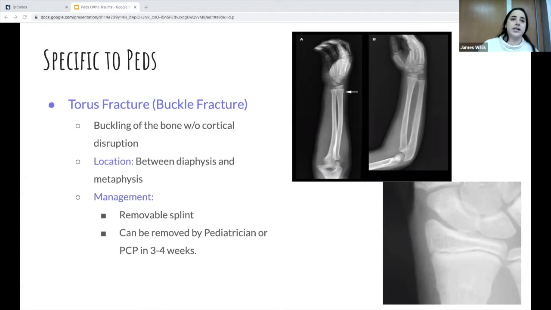So even if you don't see the fracture, you need to splint the patient. You can do Orthoglass, and you can also do Velcro and removable casts, which are more comfortable for the patient. They can be followed up with a pediatrician within 3 to 4 weeks and get repeated x-rays. If you see bone remodeling, then there was a fracture there. If not, then you can just remove the cast.